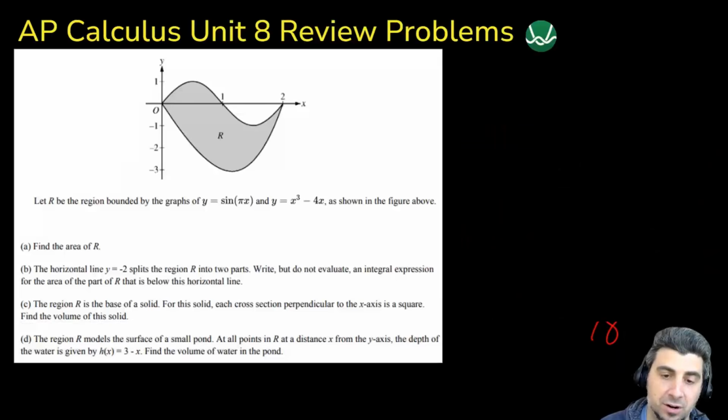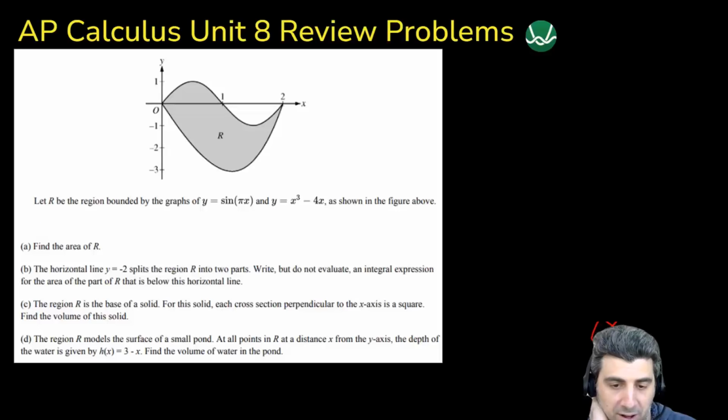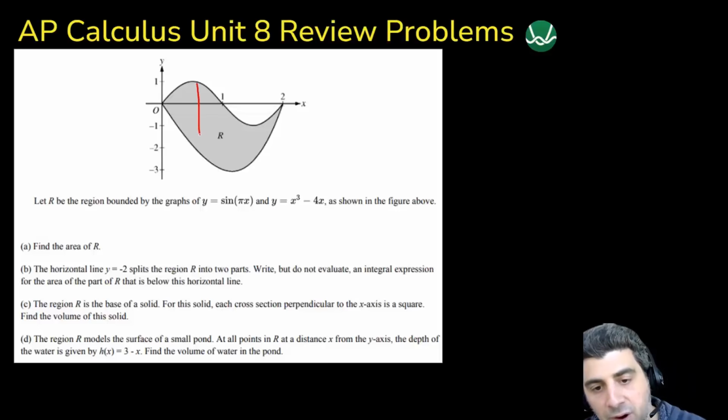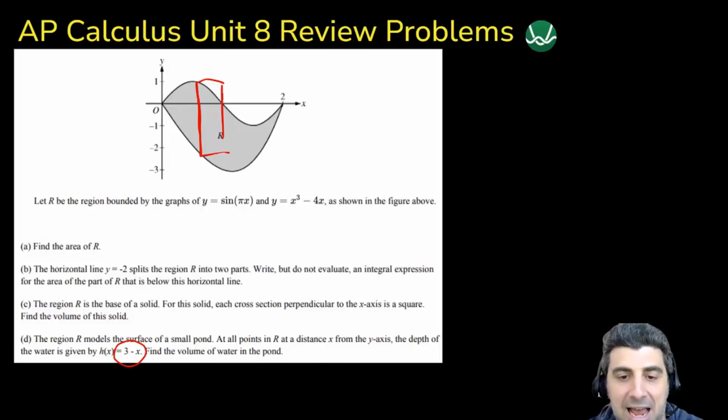Now, part D, the region R models the surface of a small pond. At all points in R at a distance x from the y-axis, the depth of the water is given by h of x equals 3 minus x. Find the volume of the water in the pond. So this is a little bit tricky, but if you imagine this region is the top of the pond, if you take a cross section, just a slice at the top of the pond, then the depth of the pond is equal to 3 minus x.